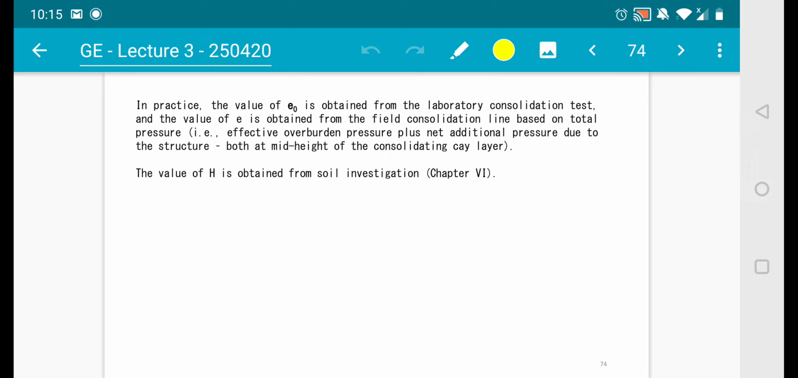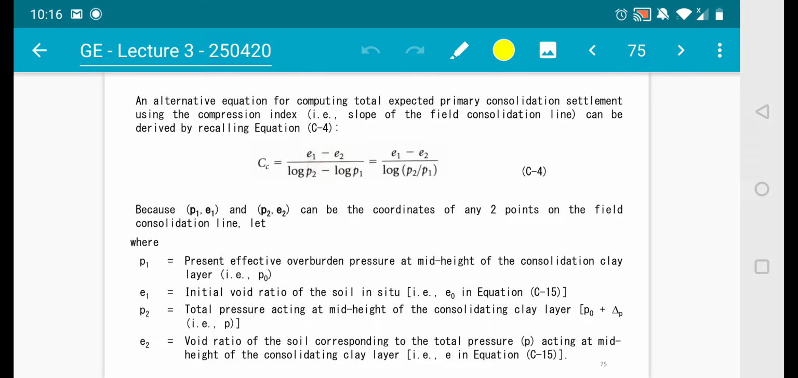Now let's take a note. In practice, the value of initial void ratio is obtained from the laboratory consolidation test, and the value of final void ratio is obtained from the field consolidation line based on total pressure. Okay, effective overburden pressure plus net additional pressure due to the structure, both at mid-height of the consolidating clay layer. Please correct this one. The value of H is obtained from soil investigation, which is in chapter 6. Okay. Now, to know more about this, you got to do your design pad.